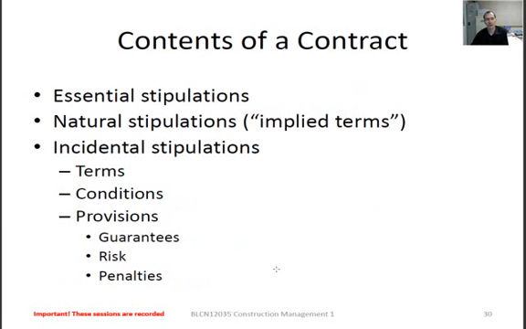The contents of a contract. The essential stipulations, the natural stipulations or implied. So essential, we'll talk about that just now. Those are the specific ones that need to be part of a contract. And then of course terms, conditions, and anything that you need to add. For instance, in your case, scope of work documents, specifications, EIAs, environmental management plans, all of those would form part of the contract.